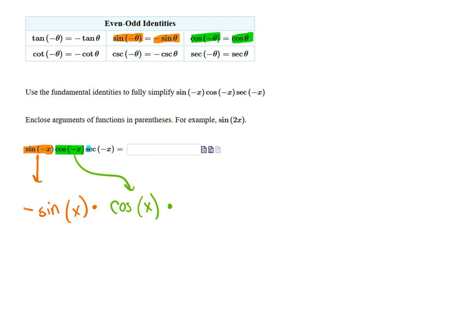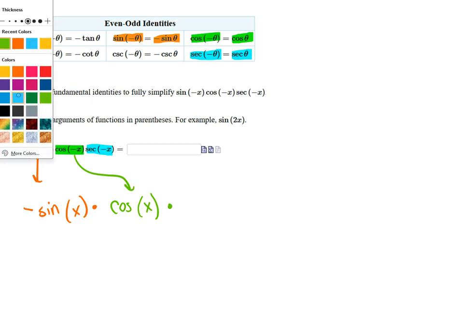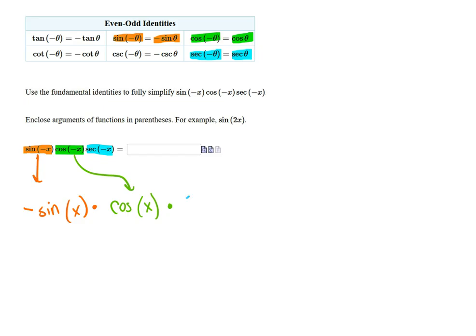Okay, and then we've got secant of negative x. Secant of negative theta would be secant of theta. So secant of x, sorry, not theta. I hate when they switch things up like that. Can't you just always use theta?